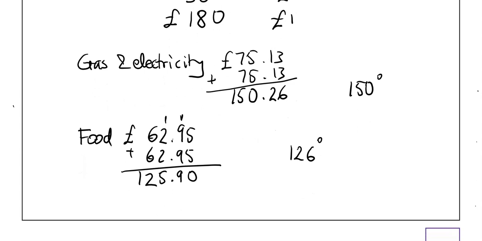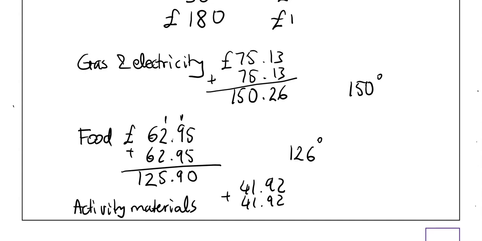And finally, we've got activity materials. And that is £41 and 92 pence. Double: 2 and 2, 4, 99, 18, 2, 3, 8. So that's not even pounds now, because we're trying to double it to get degrees. So we're going to round this to 84 degrees.